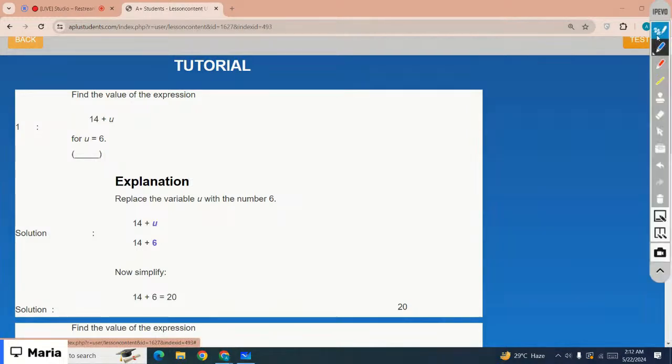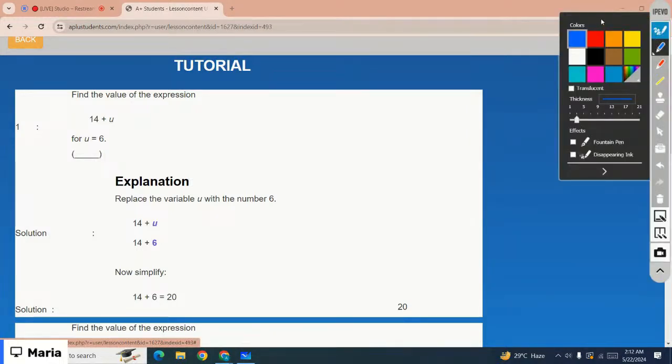So you are given the expression and you are given the value of the variable. You have to solve for u equals 6, right? So simply replace u with 6, that is 14 plus u. Replace u with 6, so that is 14 plus 6. So the answer of the expression is 20. The correct option is 20.